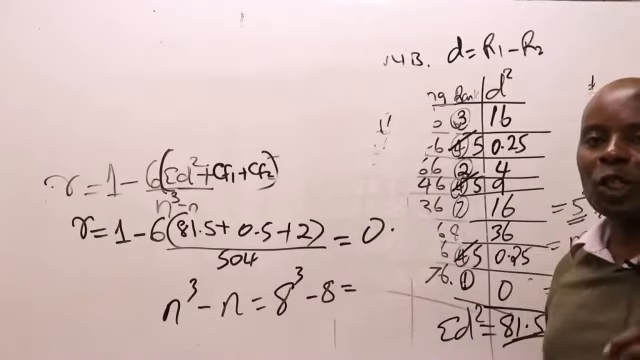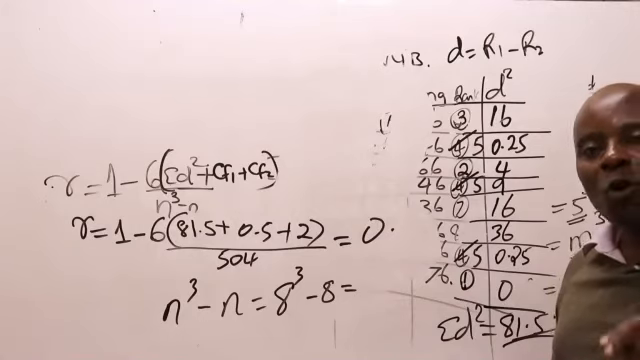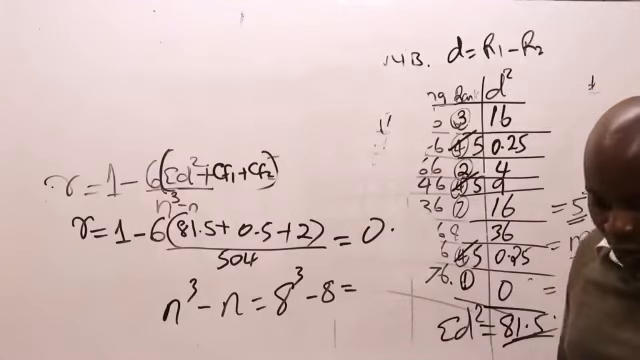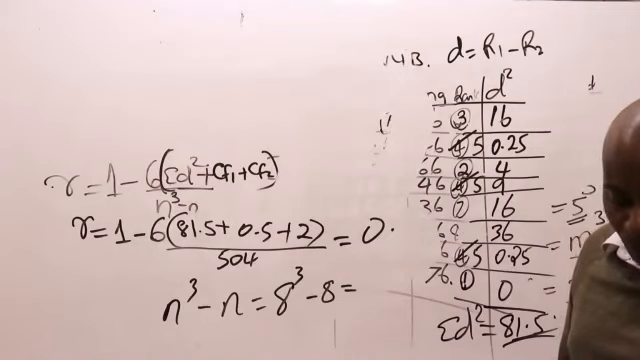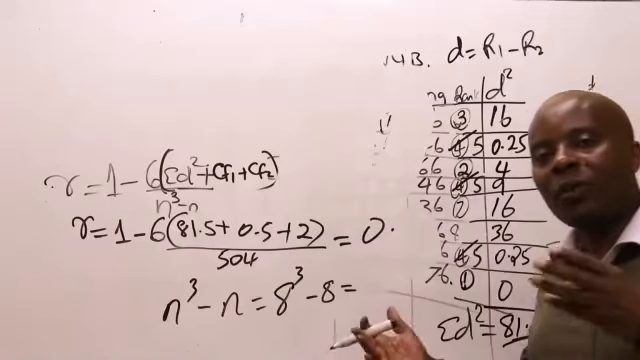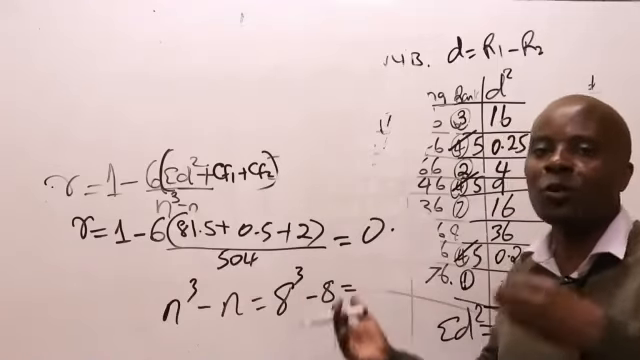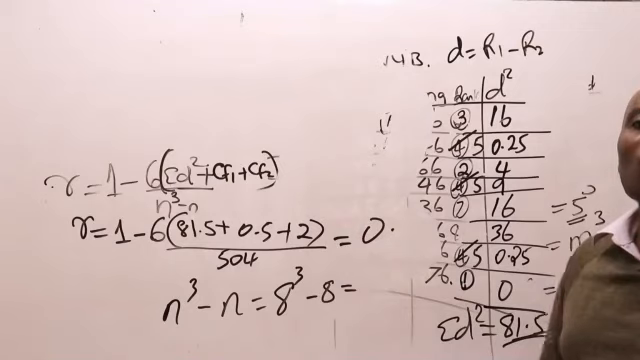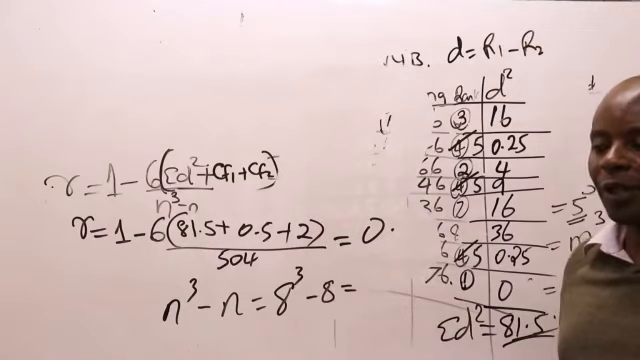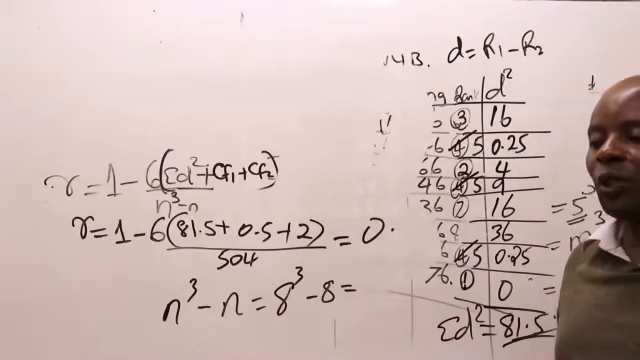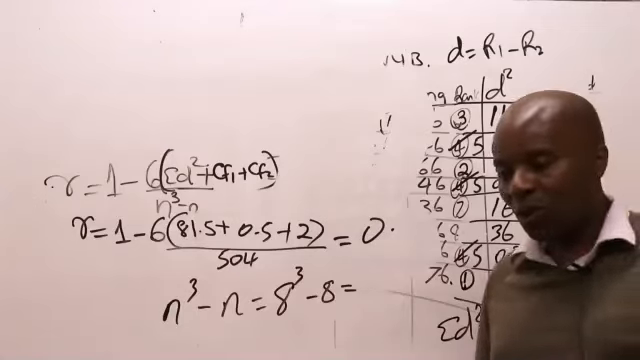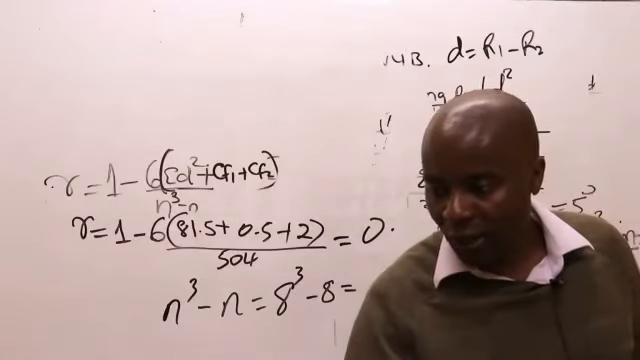So for interpretation purposes, we are saying that there is no correlation between maths and English, between these two subjects. There's no association. You can't tell us that automatically if you are good in mathematics, you shall also be good in English. There is no association at all. There is no bond between the two. Our R equals 0.